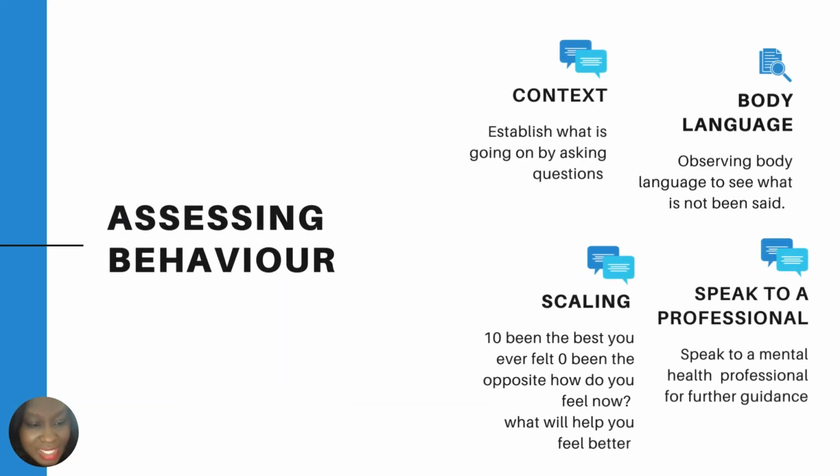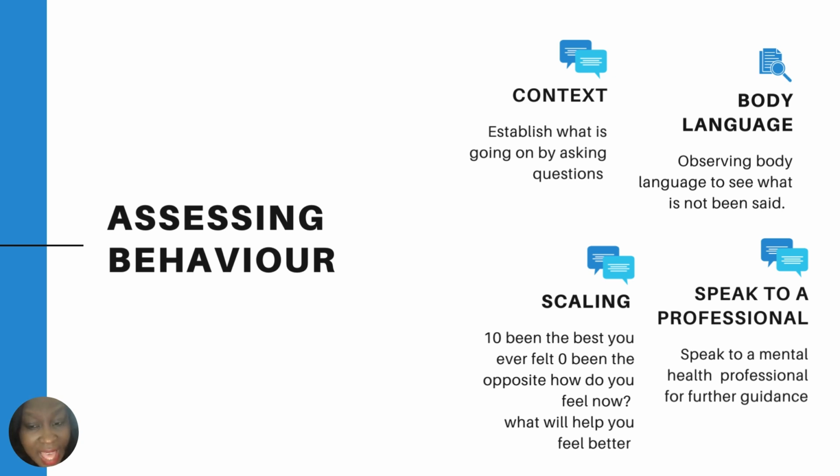So now, how do you assess behavior? How do you see what's going on? You first establish context, right? You see what's going on by asking questions: the who, the what, the where, the why, the how, so that you can understand what exactly is going on there. And then you can observe body language at this time as well. In observing body language, you're able to establish what's being said and what's not being said in their emotions.